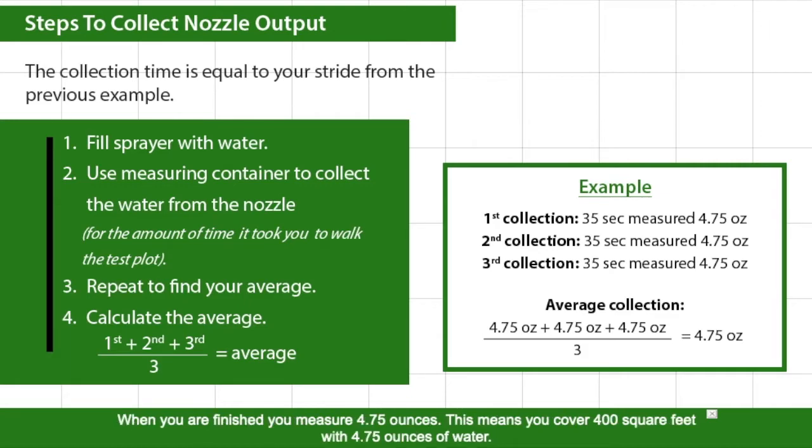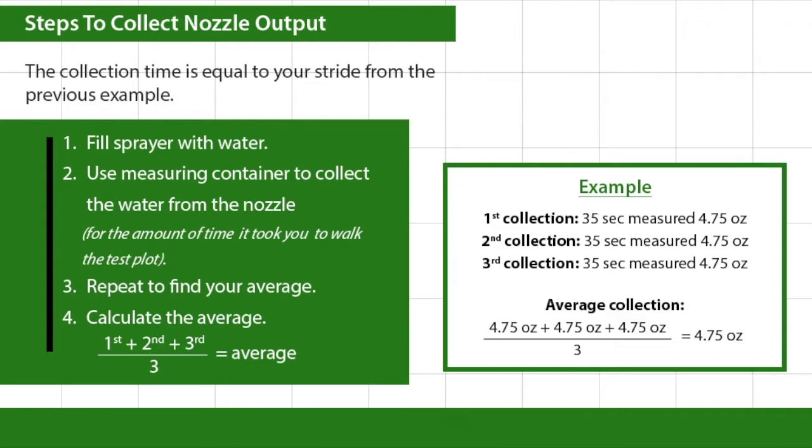When you are finished, you measure 4.75 ounces. This means you cover 400 square feet with 4.75 ounces of water.